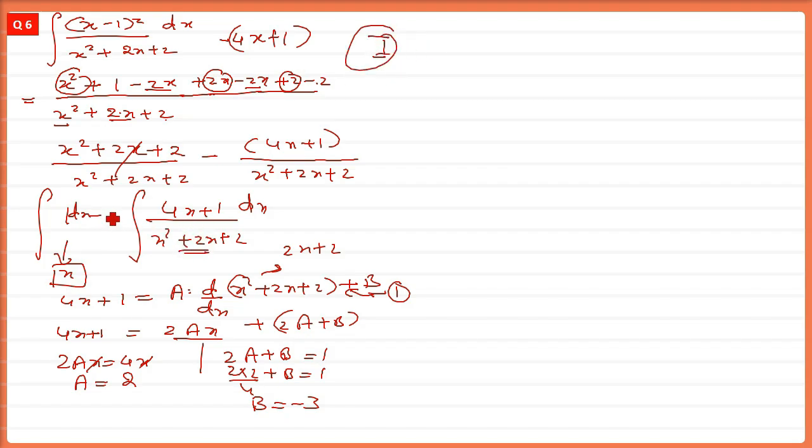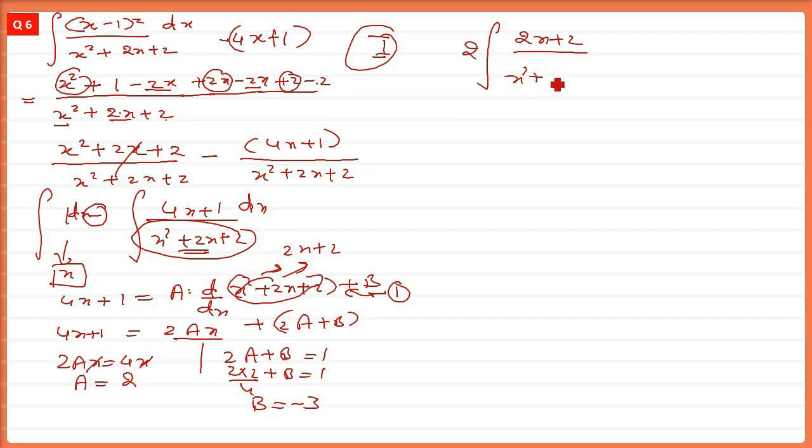So I am integrating 4x plus 1 divided by x square plus 2x plus 2. We have already made 4x plus 1 as a into 2x plus 2 plus b. A is 2, b is negative 3. So take this a and b outside. So this is 2x plus 2. Denominator x square plus 2x plus 2 will remain there. So write this x square plus 2x plus 2 here.